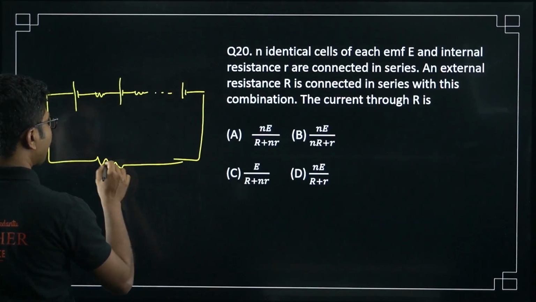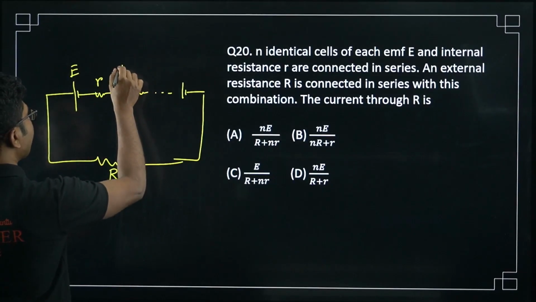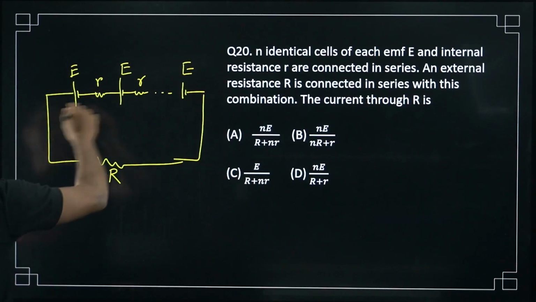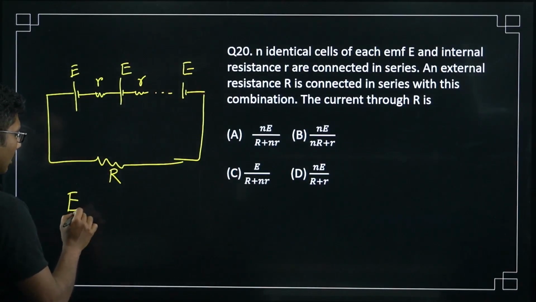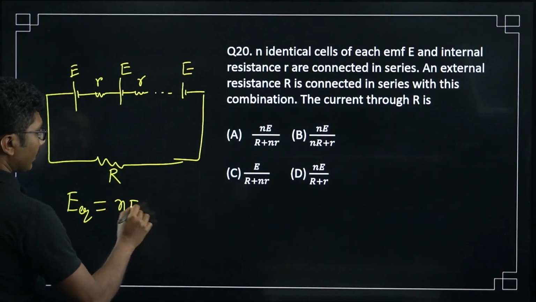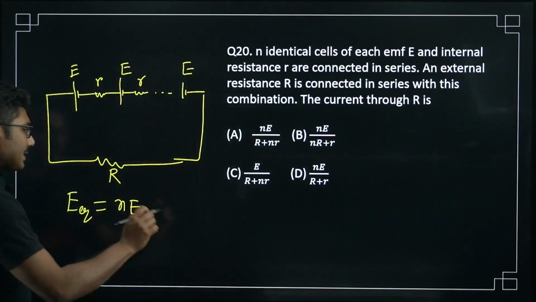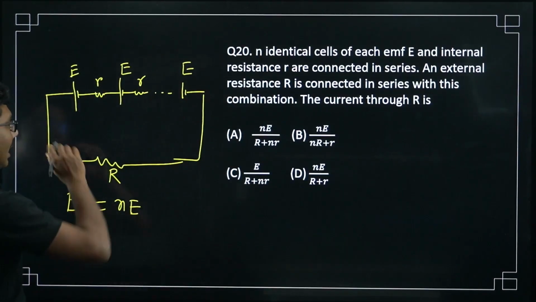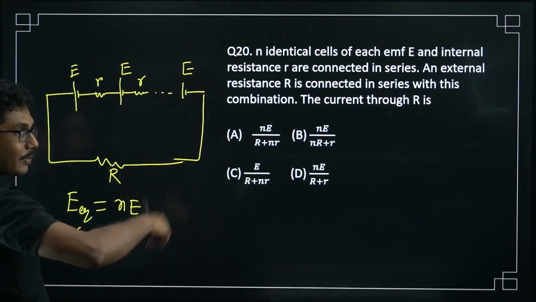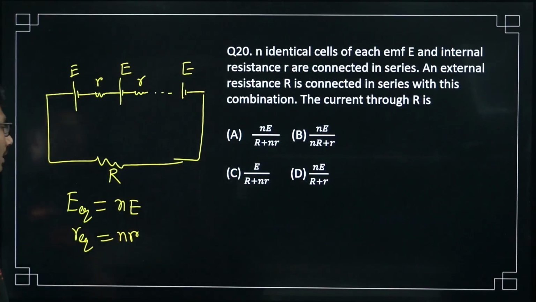So first we have to find the total EMF and total internal resistance. Every cell has the same resistance and the same EMF. So the net or equivalent EMF is basically N times E, that is E plus E plus E up to N terms. So total EMF is N into E. And the total internal resistance is again r plus r plus r, up to N times, so N into r. This is the total internal resistance.